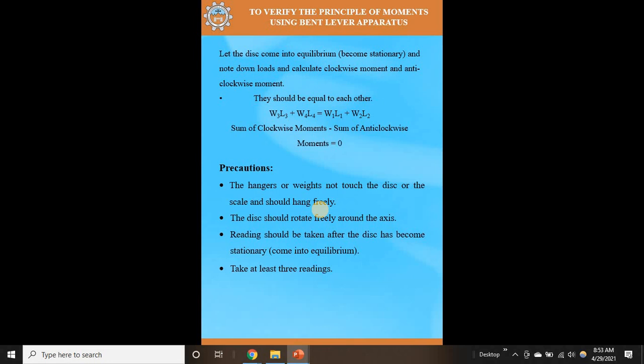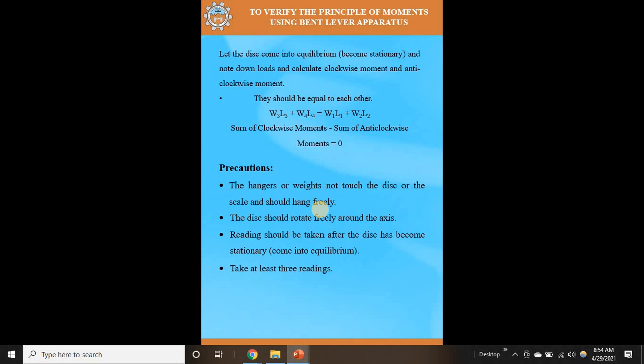Also, the weights should not touch each other, since they are very close to each other, so keep in mind that these weights should also not touch each other. The disc should rotate freely around the axis. There should be no friction in the disc. Readings should be taken after the disc has become stationary.